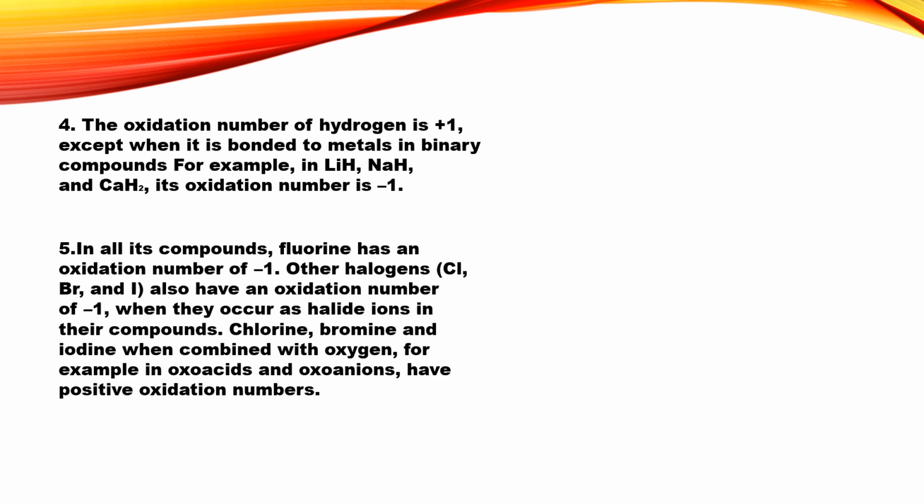The fifth rule: in all its compounds fluorine has an oxidation number of minus 1. Other halogens, fluorine is also a halogen, that is chlorine, bromine and iodine, also have an oxidation number of minus 1 when they occur as halide ions in their compounds. And chlorine, bromine and iodine when combined with oxygen, for example in oxoacids or oxoanions, have positive oxidation number.